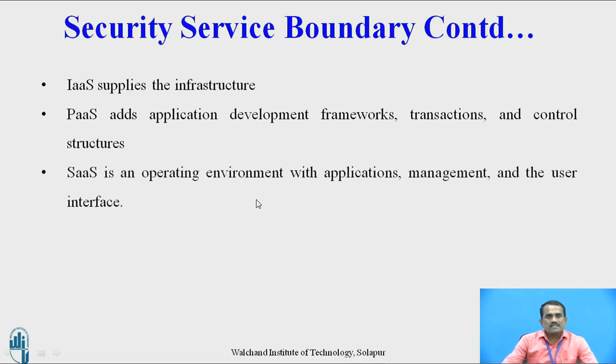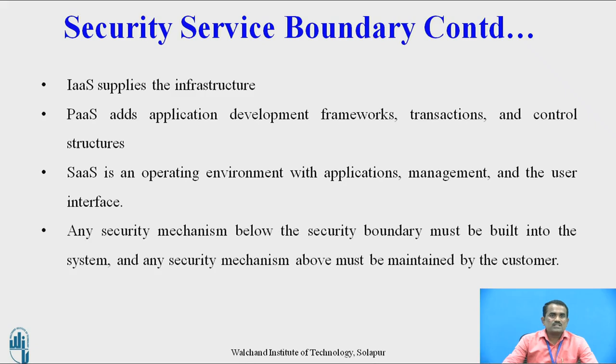And SaaS, software as a service, is an operating environment with applications, management and user interfaces. It means, as I said, how it can provide the services. IaaS is the lowest level, and then PaaS and then SaaS. So these boundaries are the types of cloud service, and they provide the security based on their type and how they provide it.